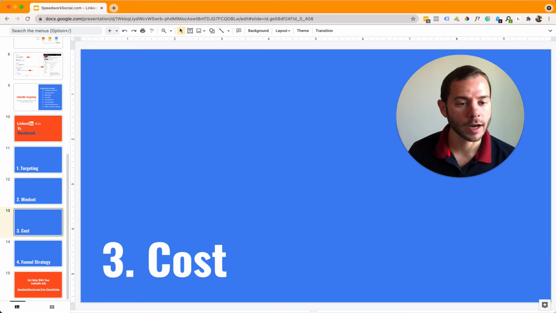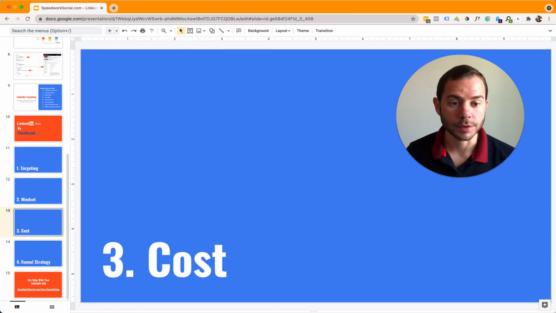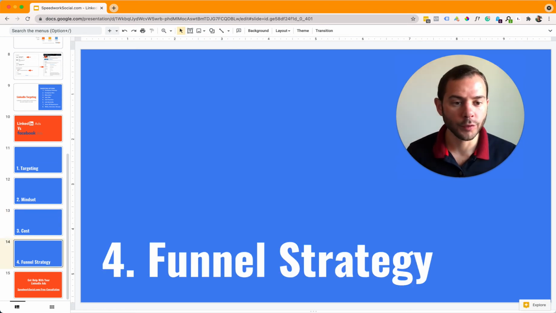Also on cost is the mechanics of the platform. On Facebook, you're usually paying for every impression, and on LinkedIn, you're usually paying for every click. That's going to affect the type of ads you create and how you use the platform, because those mechanics of how you get charged are different. But it's important to note, LinkedIn is a more expensive platform. You're going to pay for those premium targeting options, but it does have some of the best targeting options that are out there. So fourth is funnel strategy.